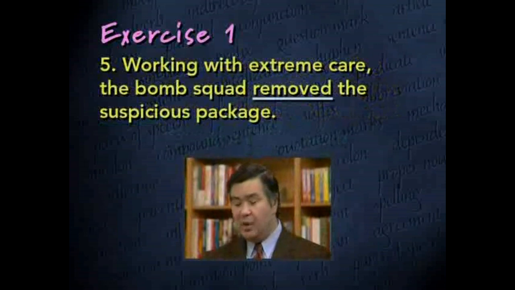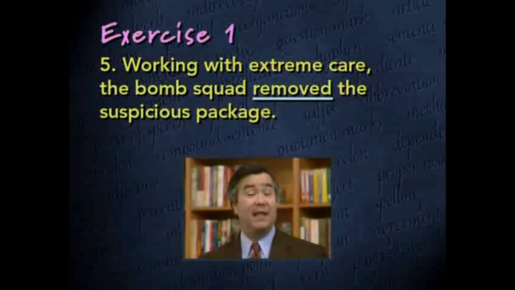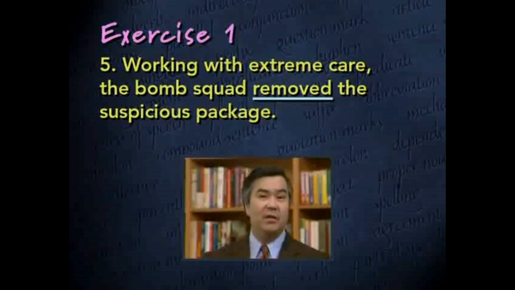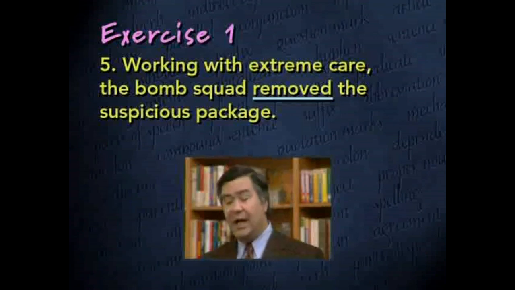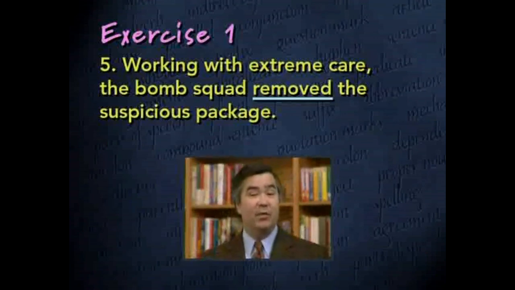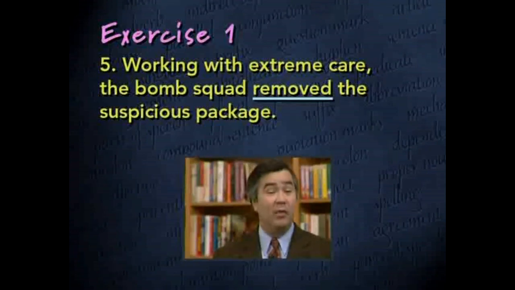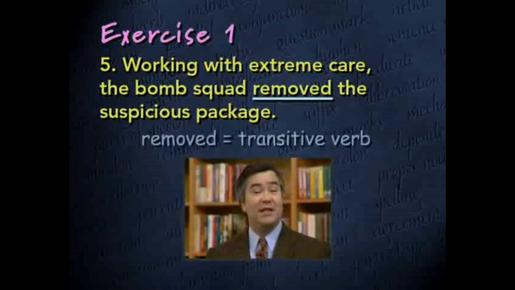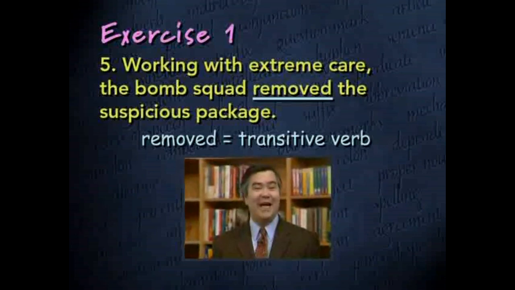Our next example. Working with extreme care, the bomb squad removed the suspicious package. In this sentence, the verb removed has been underlined, and the subject of the verb is the bomb squad, or specifically the word squad. Now, what did the bomb squad remove? Is there an object for the action of this verb? Yes, there is. The object is the noun package, or to give the complete phrase, the suspicious package. So the package is receiving the action of the verb removed. It's telling us what they removed, and therefore package is the object of the transitive verb in this sentence. So for this last example in the exercise, the verb is being used as a transitive verb.